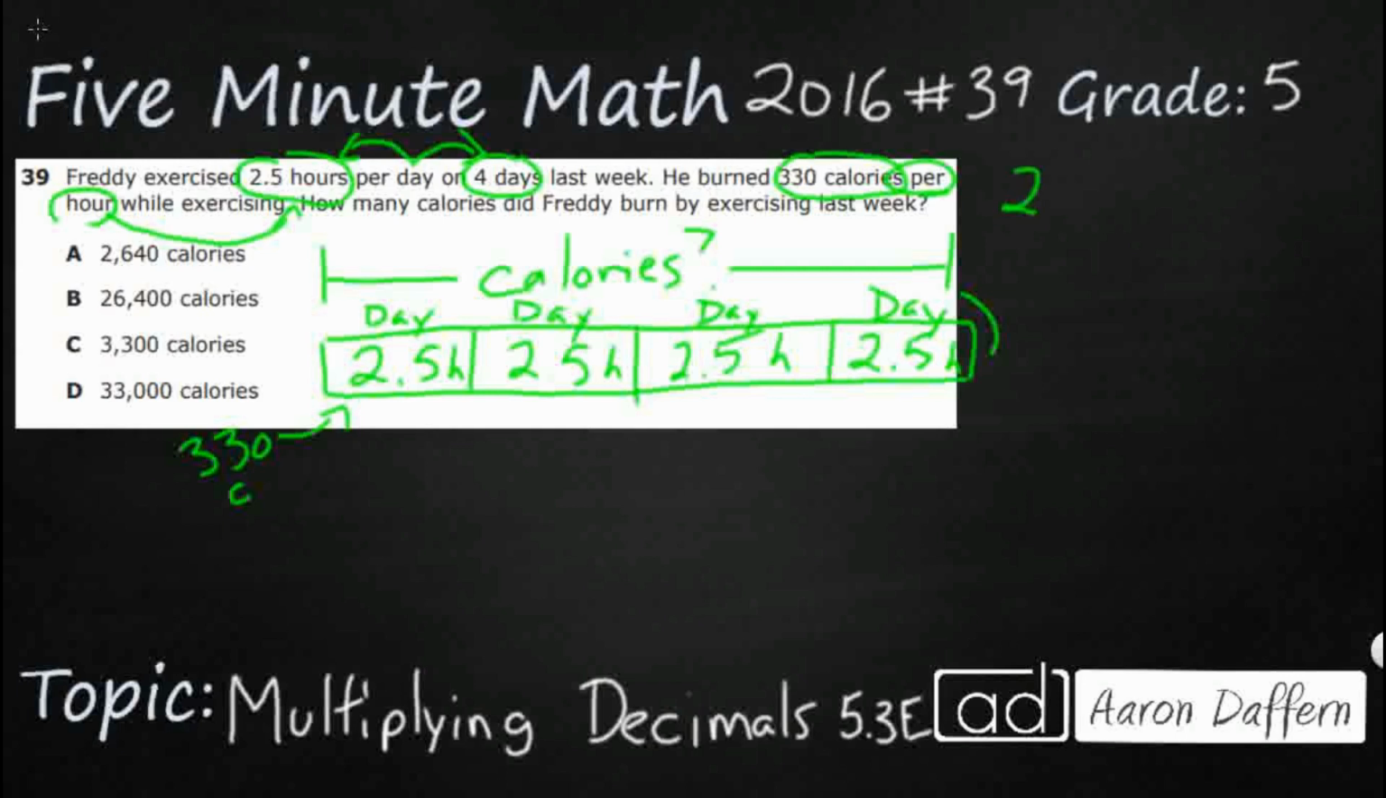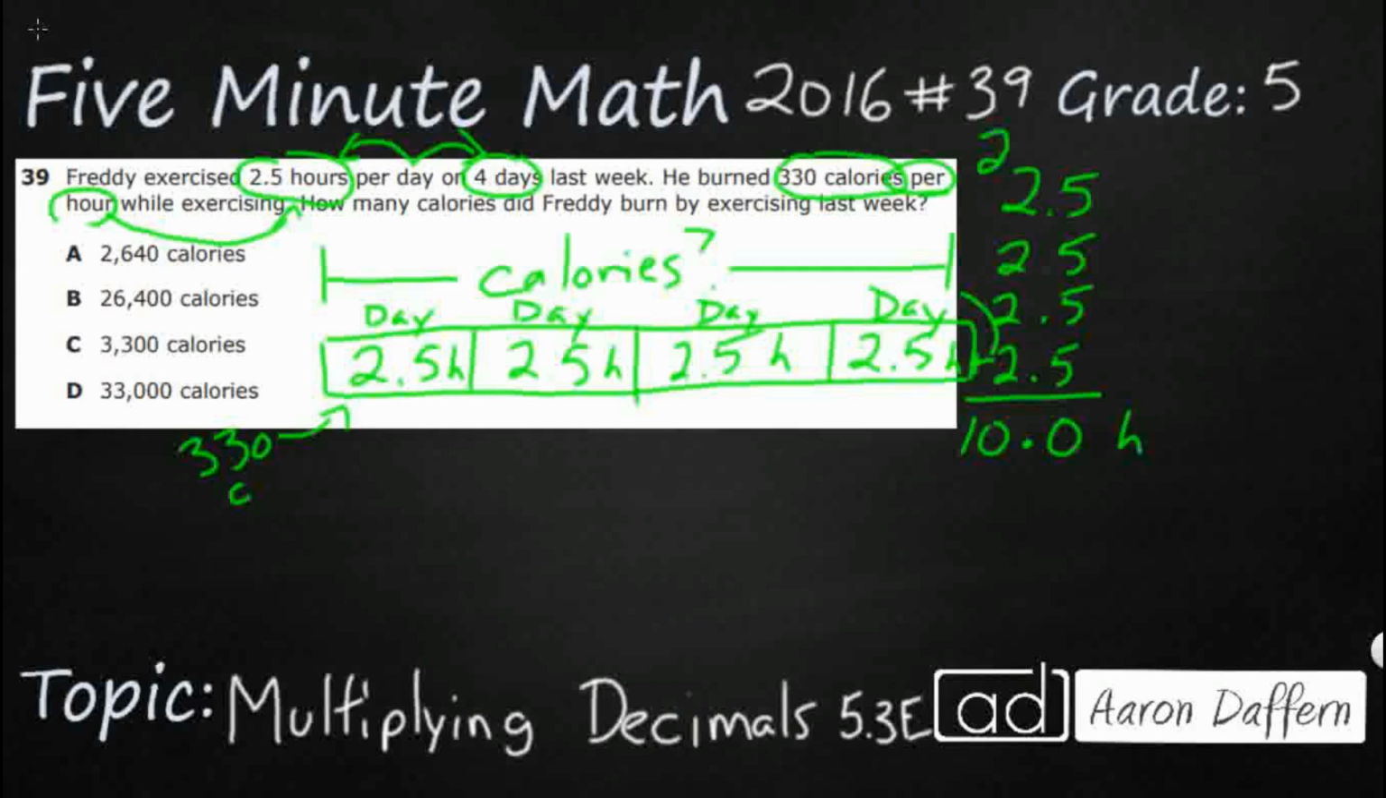If I really wanted to, I could do repeated addition. Because you see I've got 4 sets of 2.5. Let's do that. Then let's also do the multiplication. You can always multiply when you see repeated addition. 5, 10, 15, 20. 2, 4, 6, 8, 10. There we go. So that looks like it's 10 hours total.